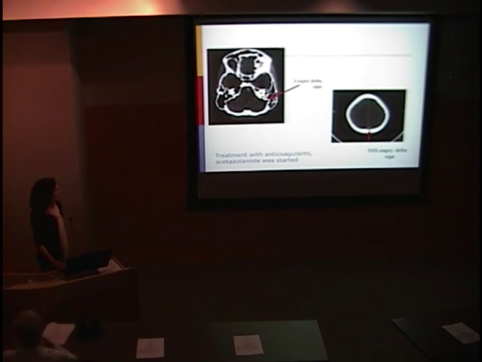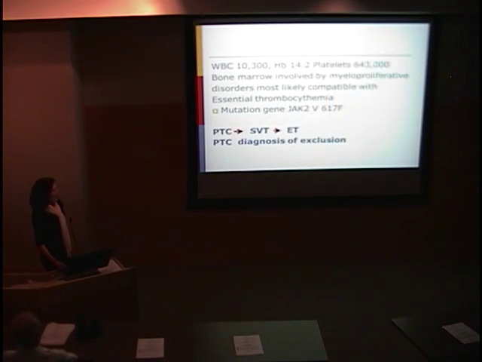We treated her with anticoagulant and Diamox. And when we looked at her blood count in the emergency room, we saw that she had 643,000 platelets. So we looked further and found that she had essential thrombocytosis. Later on, we found that she had a mutation in the gene JAK2. So this is an example of pseudotumor cerebri secondary to sinus venous thrombosis, secondary to essential thrombocythemia.